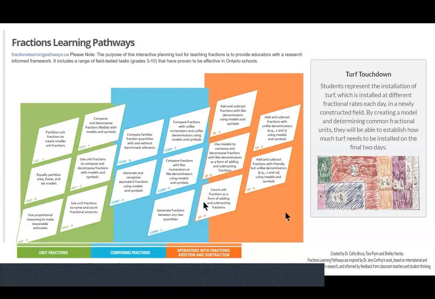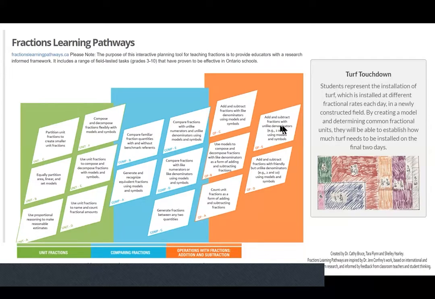And when you go on the site, if you click on any one of these squares, so I clicked on adding and subtracting fractions with unlike denominators, it sends you to a page where there is an explanation and there are activities. So this is just a little bit different. I could only find it for fractions on this site. There's many other activities, some good professional learning on the website, but I could only find the pathways for fractions.